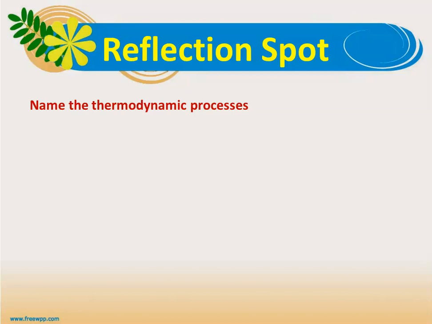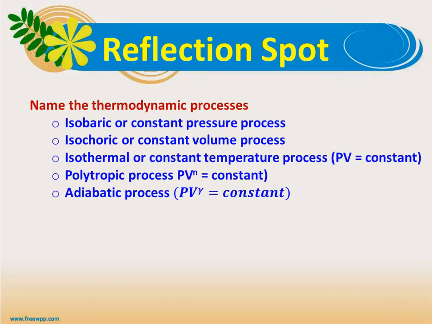Yes, completed. Okay, so these are the answers. If you have written all the five processes, you are good. Isobaric or constant pressure process; isochoric or constant volume process; isothermal or constant temperature process, PV equal to constant; polytropic process, PV to the power n equal to constant; and adiabatic process, PV to the power gamma equal to constant.